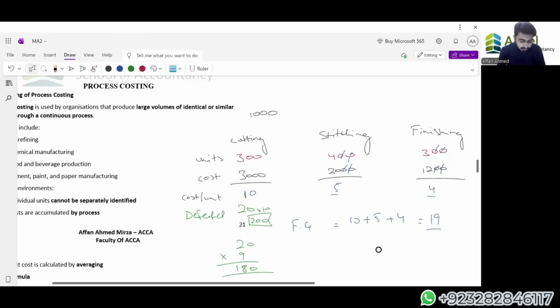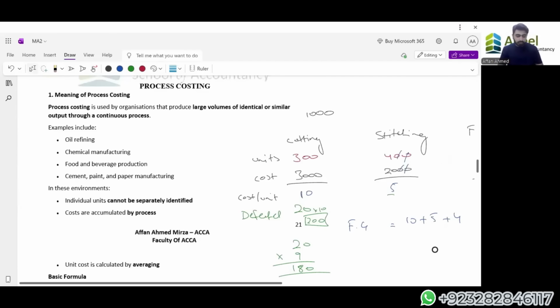Okay. Now let's read the wording of the examiner so that we are able to reflect on the examination as well. So process costing is usually used by organizations that produce large volumes of identical or similar items as output, in a continuous process. So there will be situations where the goods manufactured in the organization will be at different stages.